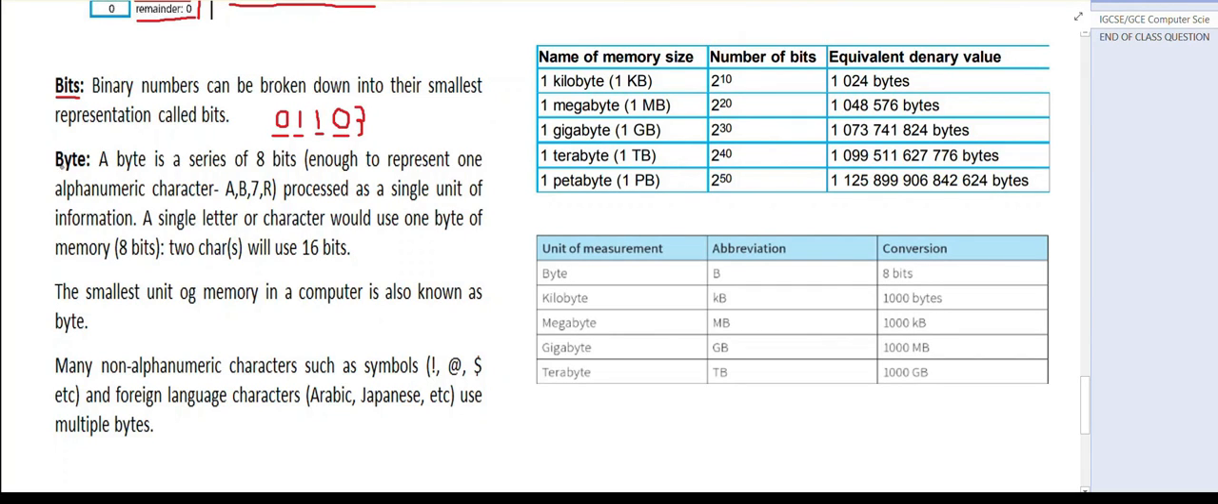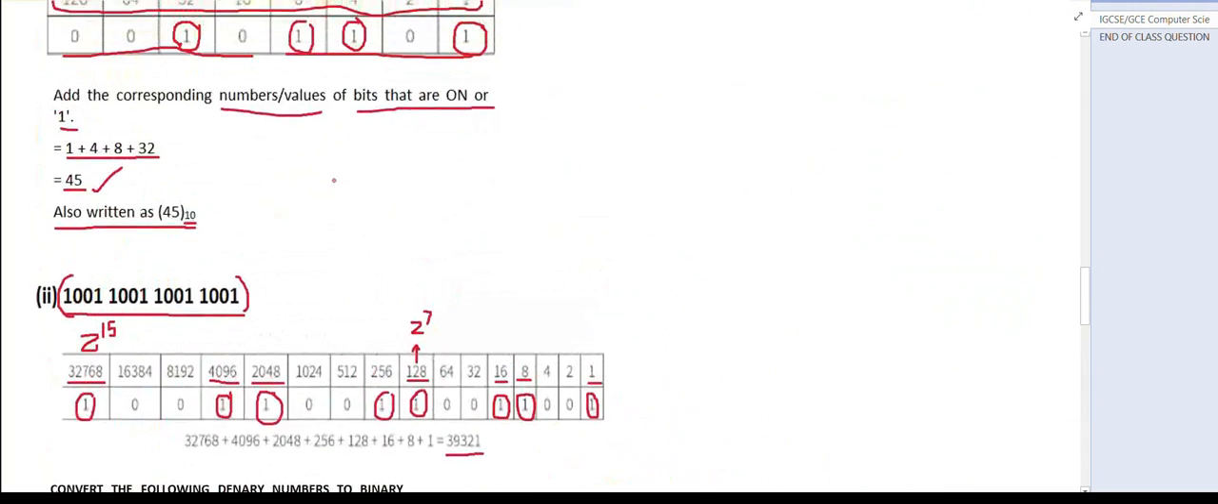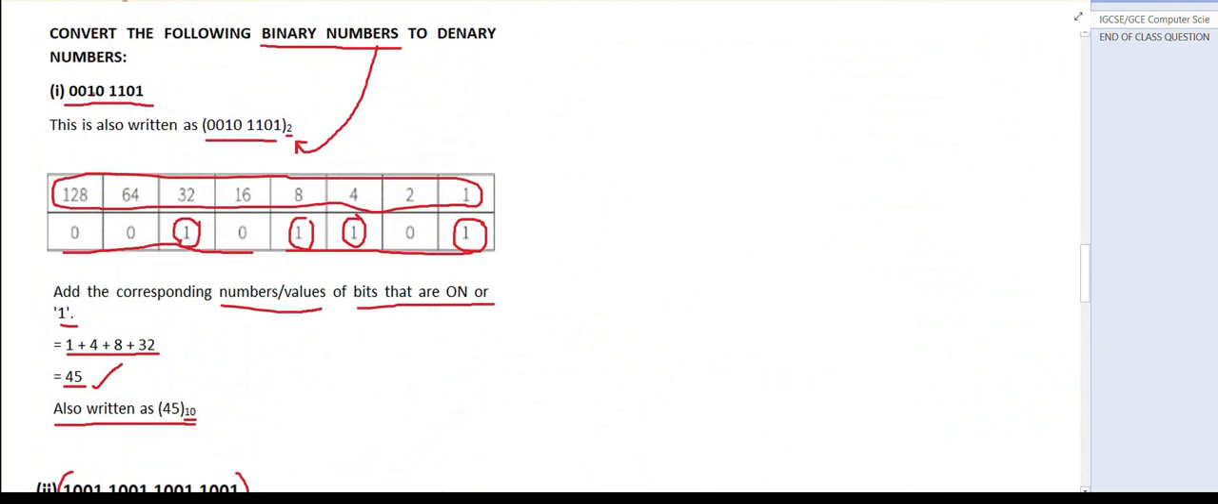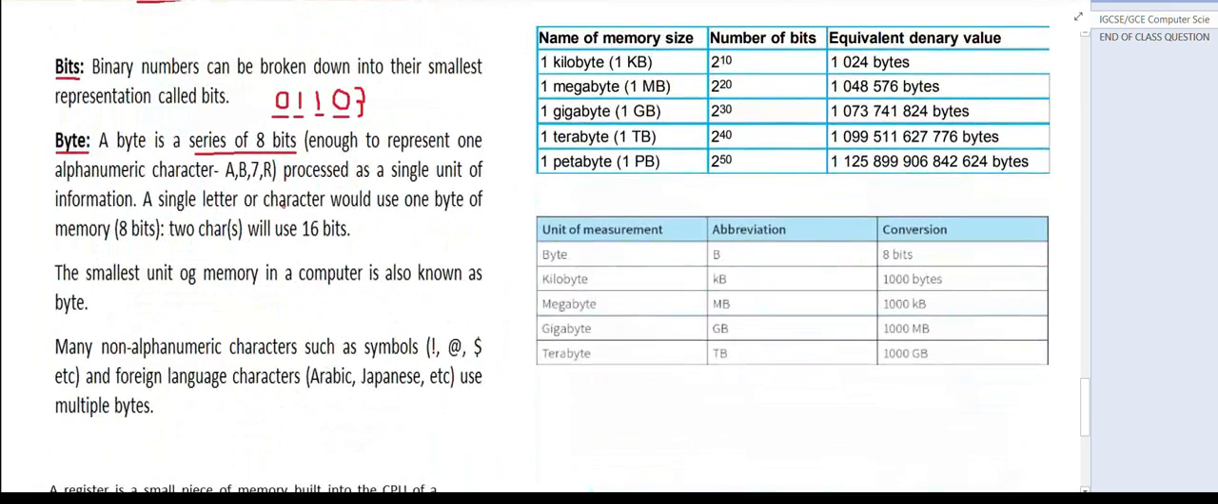right? What is byte? Byte is a series of 8 bits. For example, this one, 00101101. This is 1 byte because there are 8 bits. Remember that byte is equal to 8 bits. Enough to represent one character A, B, 7 or R.